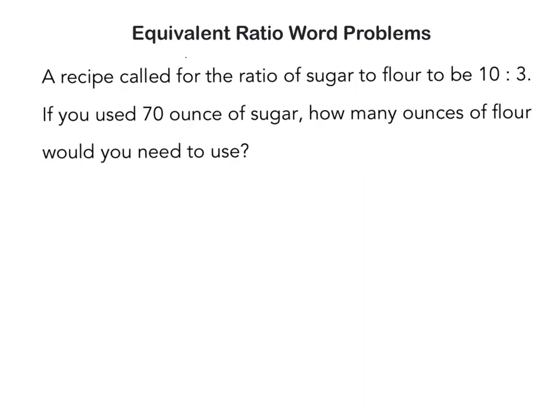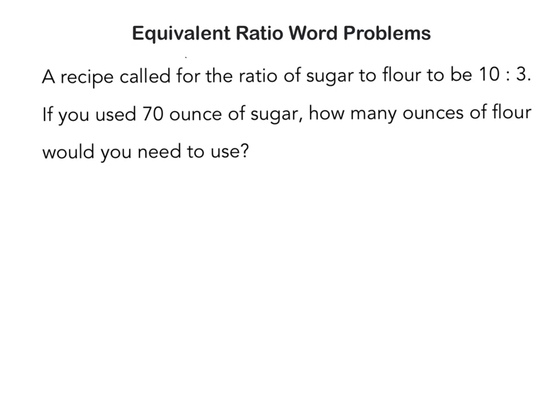I want you to pause the video and try to solve this problem on your own. I'm going to read it, and while I'm reading it to you, I would write down those important things, like write down your original ratio. A recipe called for the ratio of sugar to flour to be 10 to 3. If you use 70 ounces of sugar, how many ounces of flour would you need to use?